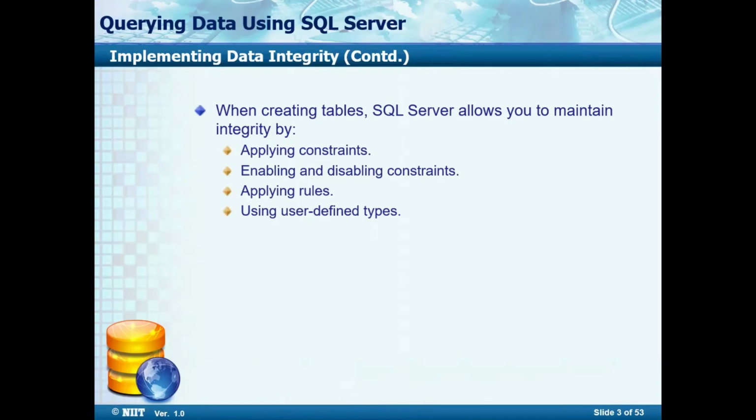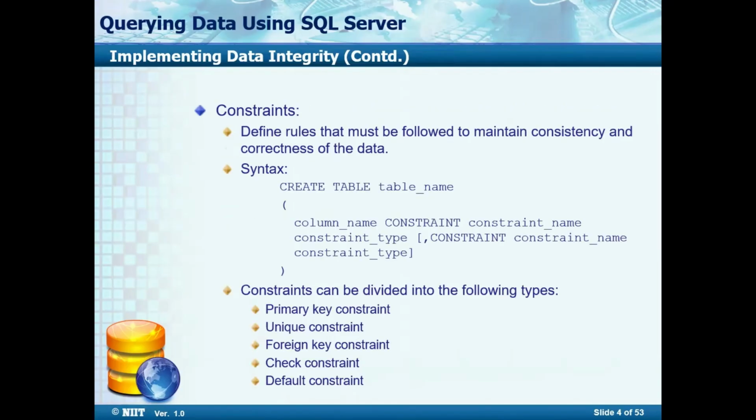Now, enabling and disabling constraints. We can apply constraints, we can enable them when we need them. When we don't need them, probably for a short time, we disable them. When we need them again, we re-enable them. Then we apply rules. Then we use user-defined types. All this we are going to be covering later. Now, constraints. What are constraints? They are rules that must be followed to maintain consistency and correctness of the database, of the data.